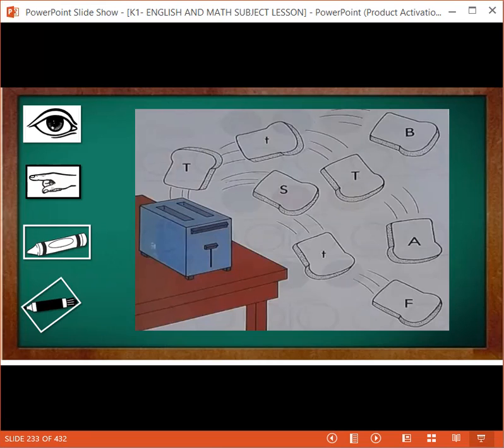Done. After that, kids, after you color the bread that begins with letter T, using your pencil, I want you to get your pencil and cross out or put an X on the bread that does not begin with letter T. Again, the bread that's not letter T, cross out or put an X in your page 7.